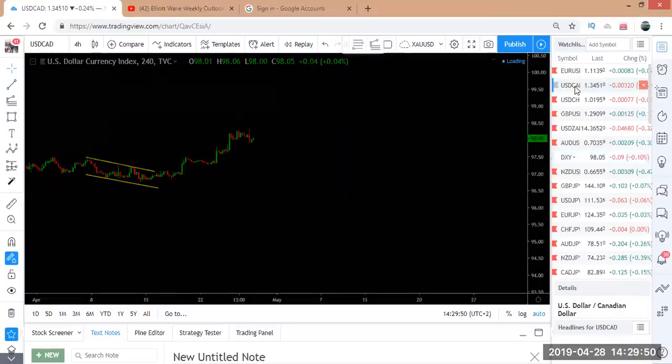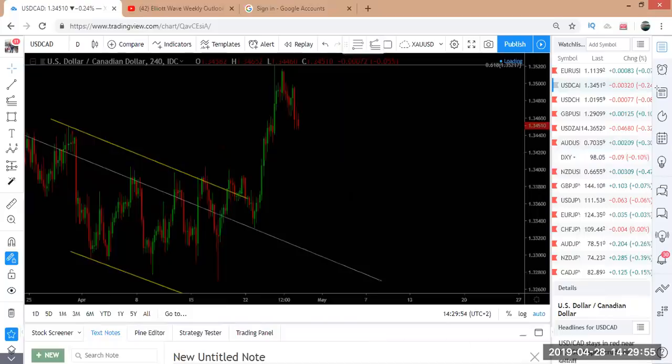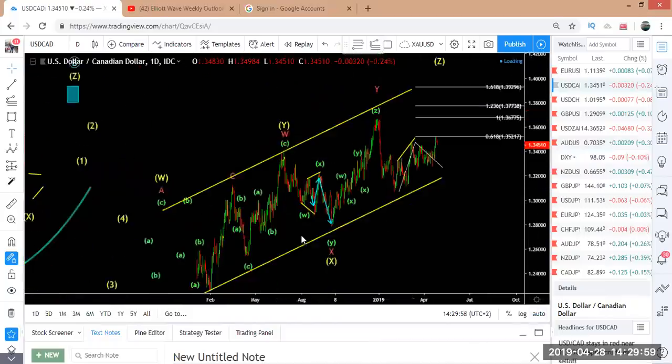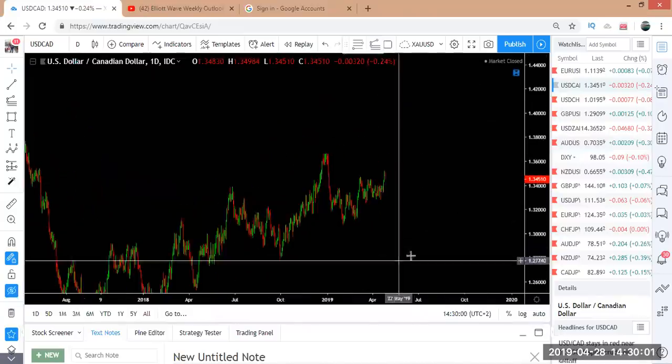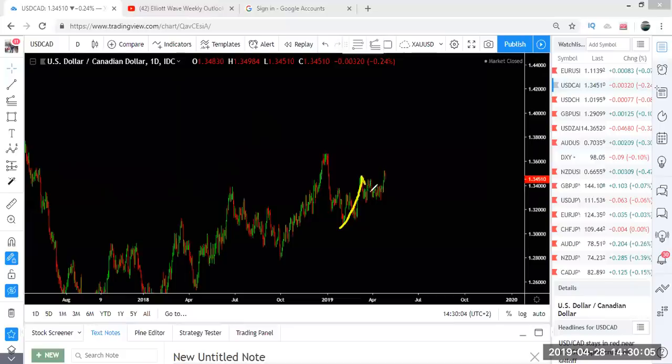Now, US dollar CAD. US dollar CAD, let's look on the daily. Look at the bigger structure. Switch off all this. Now, US dollar CAD could be doing this. You've got a 3-wave move to the upside. You've got a 3-wave pullback.